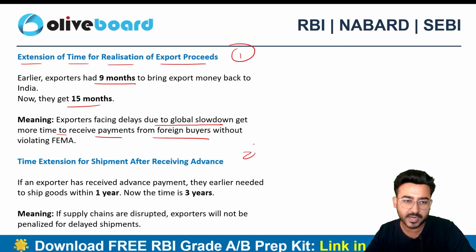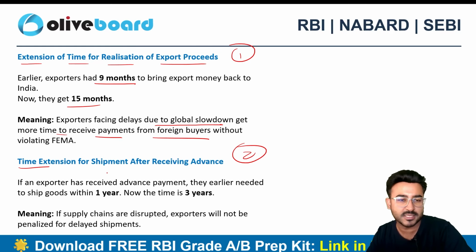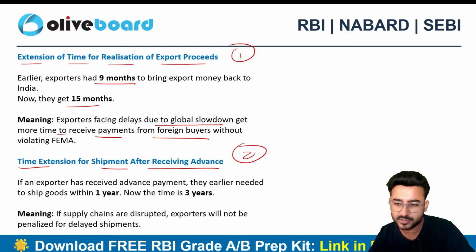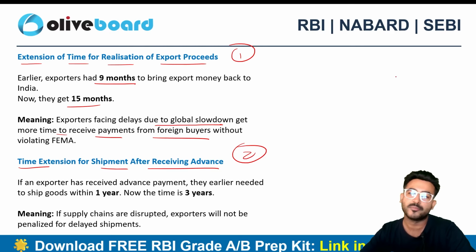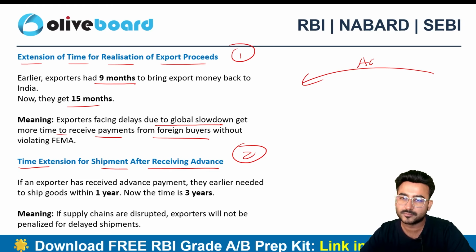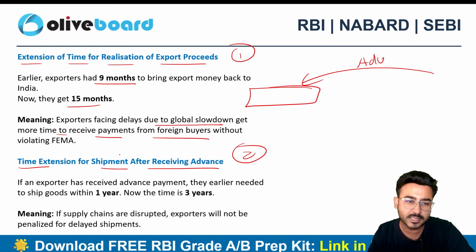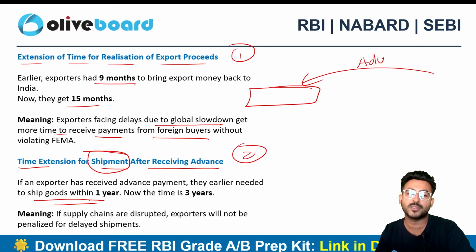Second relief is regarding the time extension for shipment after receiving the advance. Say for example, you received the advance. You are the exporter, you received the advance. Now there is a time limit on shipment. Earlier you needed to ship the goods within 1 year.